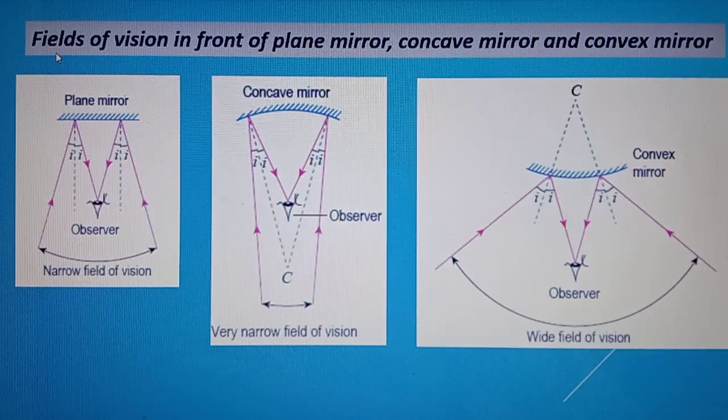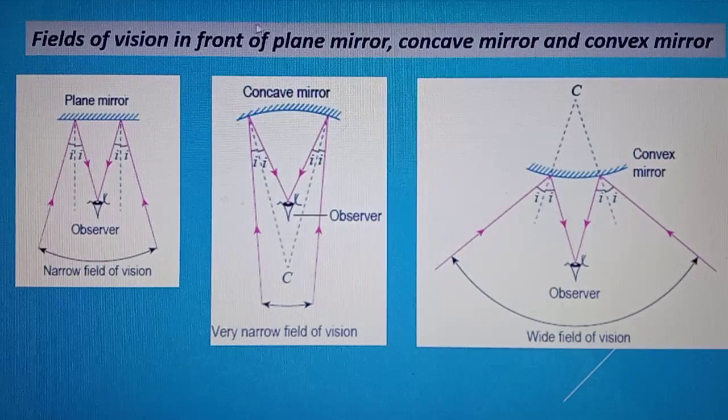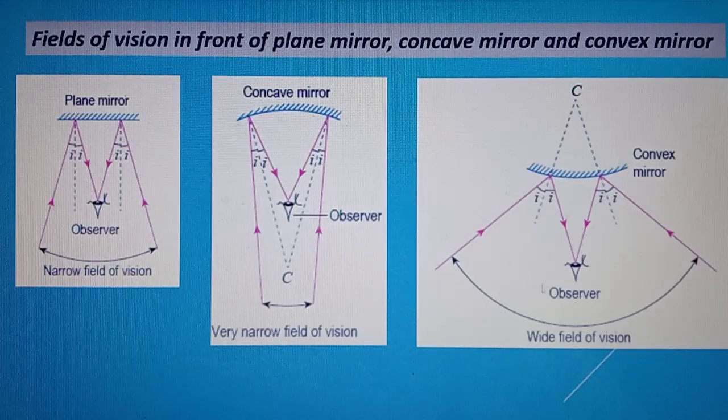Okay, before that we look at this one, fields of vision in front of plane mirror, concave mirror and convex mirror. For plane mirror, you have studied this one in lower form science. So I hope you still remember. Okay, look at this one. This is plane mirror. So the observer, when observing the object, the field of vision for the observer is this area. We call it narrow field of vision. If we use concave mirror, you can see it produces very narrow field of vision. And if you use convex mirror, it will produce wide field of vision.